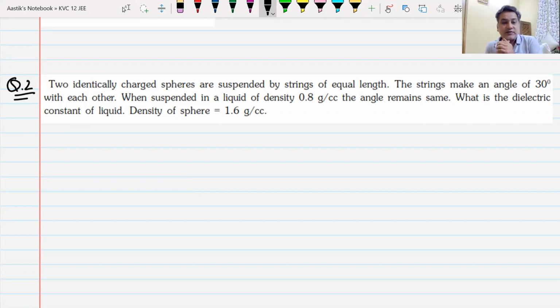Two identical charged spheres are suspended by strings of equal length. The strings make an angle of 30 degrees with each other. Remember, with each other. When suspended in a liquid of density 0.6 something, the angles remain the same. What is the dielectric constant of the liquid? Density of the sphere is given as 1.6 gram per cc.